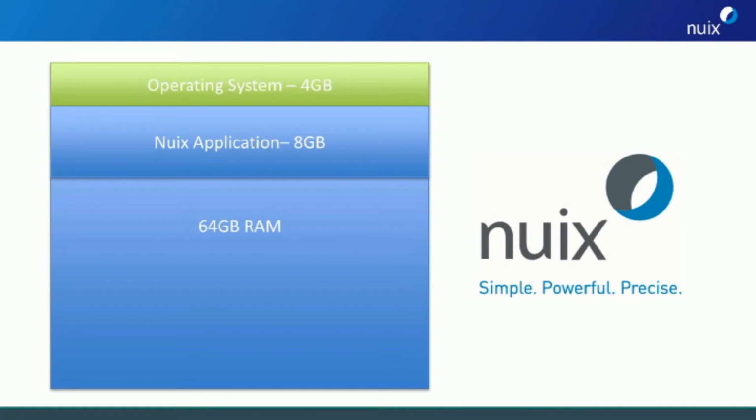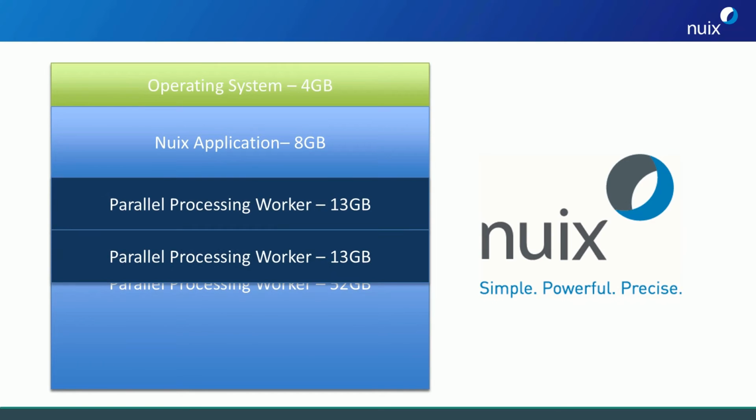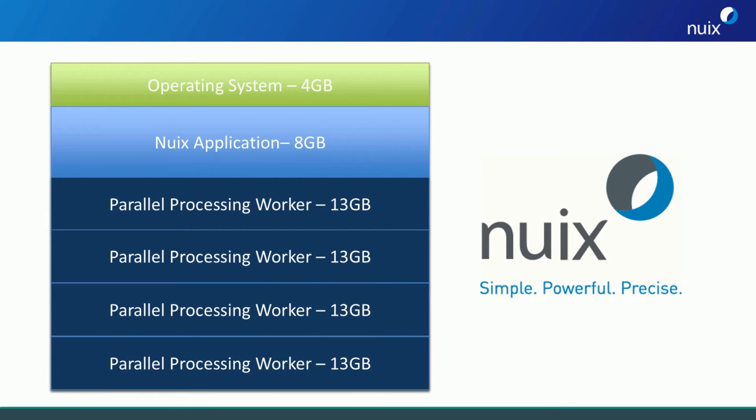Therefore, my calculations at this stage would be to take the 64GB, deduct the 4GB for the operating system, the 8GB for the Nuix application. This would leave me with 52GB. We then need to divide that 52GB by 4 workers. This leaves us with 13GB per worker.